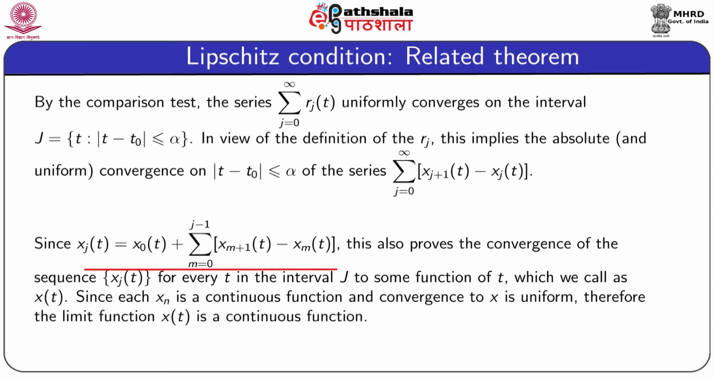Since x_j equals x_0 plus summation m equal to 0 to j minus 1 of x_(m+1) minus x_m, this also proves the convergence of the sequence x_j for every t in the interval J to some function of t, which we call x(t). Since each x_n is a continuous function and the convergence to x is uniform, therefore the limit function x(t) is a continuous function.